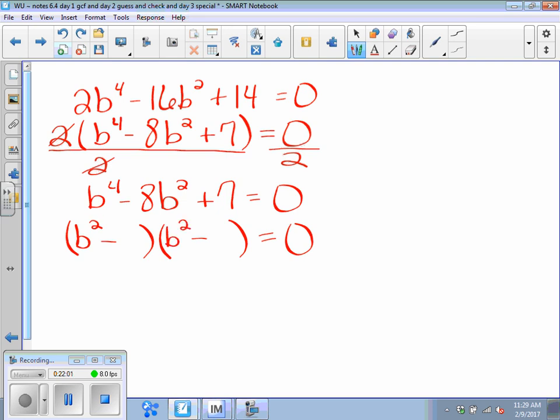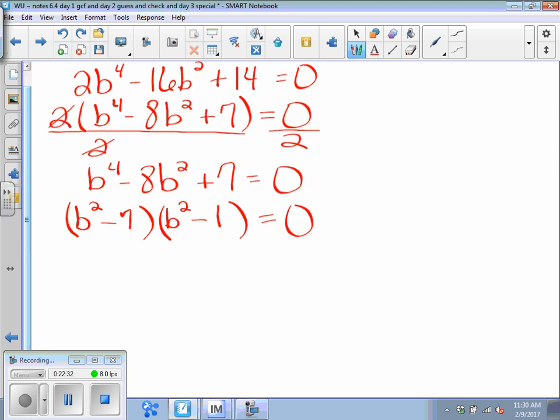So b squared and b squared. I only have one option for 7. That's 7 and 1. Now, check it. When you multiply your inside, you get negative 7b squared. When you multiply your outside, you get negative 1b squared, which equals negative 8b squared. So it doesn't just have to be squared, it just needs to be even. So now, how many solutions should I end up with? 4. Not necessarily all 4 real ones, but you should have 4.